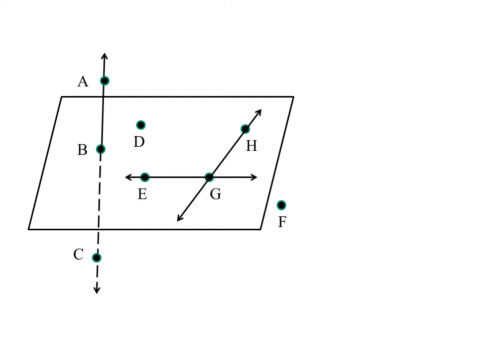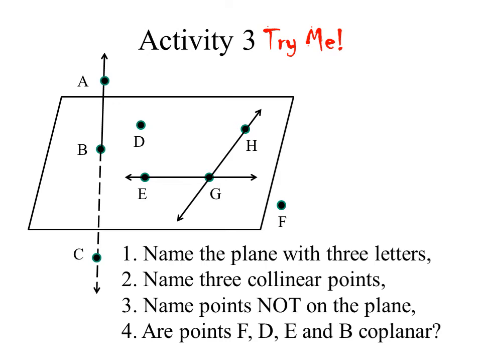Okay, this time, we will answer an activity which is entitled Try Me. Can you see the plane? Can you see lines on it? So in this activity, you will answer 4 questions. These are the 4 questions. Name the plane with 3 letters. Name the 3 collinear points. Name points not on the plane. Are points F, D, E, and B coplanar?